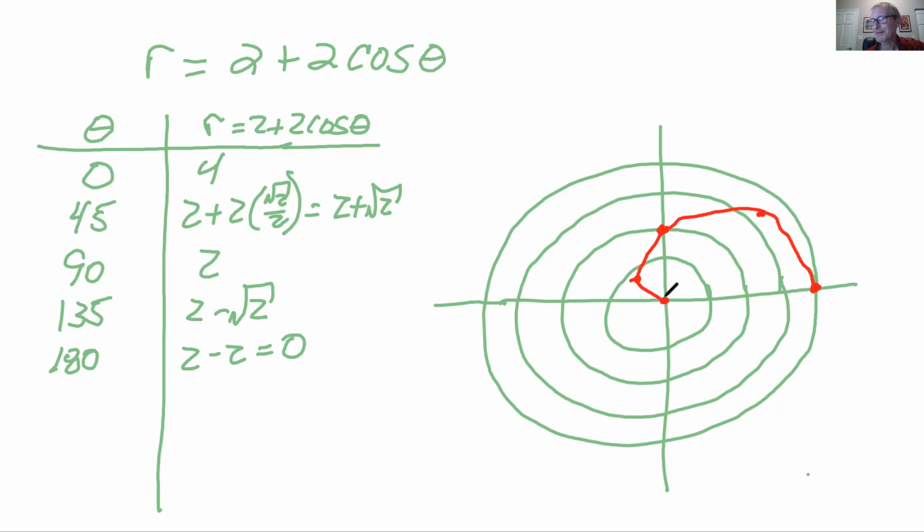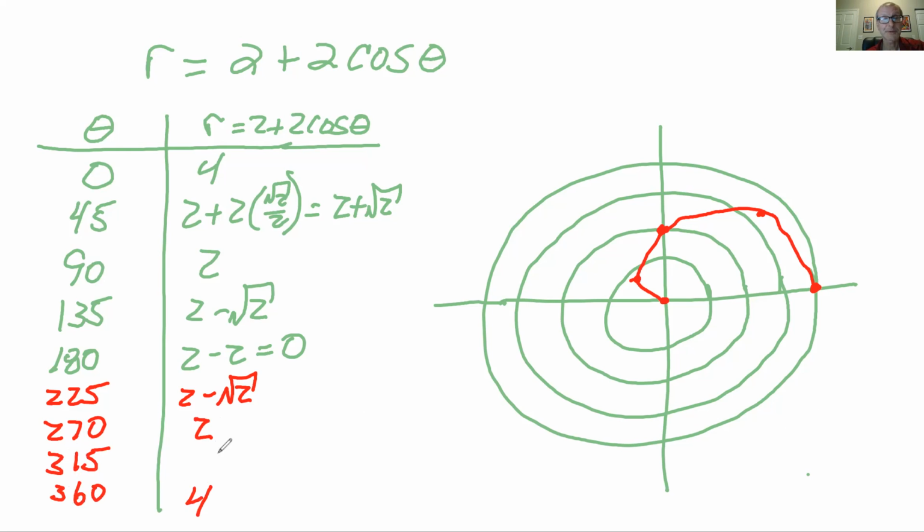So, not the greatest, right? Well, what ends up happening here is that if you keep going, and say you go to 225, that would be 2 minus the square root of 2 again. And then if you went to 270, that would be 2 plus 0 again. So we go back to 2. And then 315 and back to the start, 360, this would be 4. And since we're in the fourth quadrant here, this becomes positive again. So it looks like that.